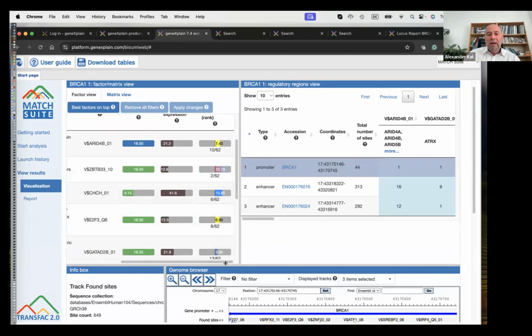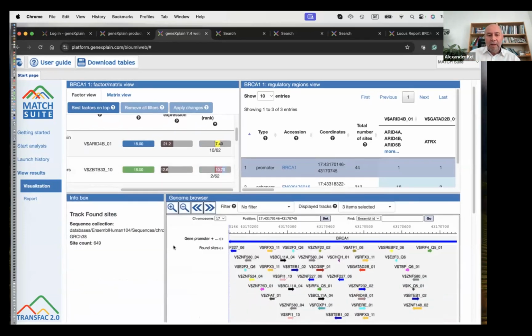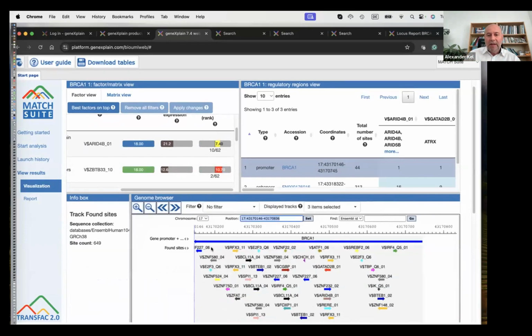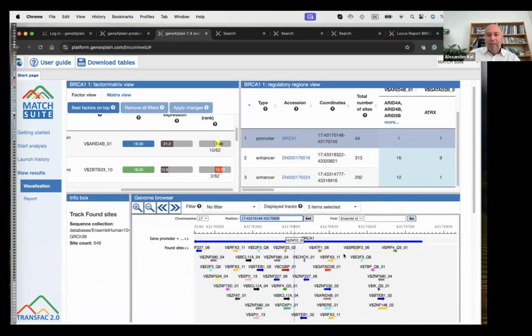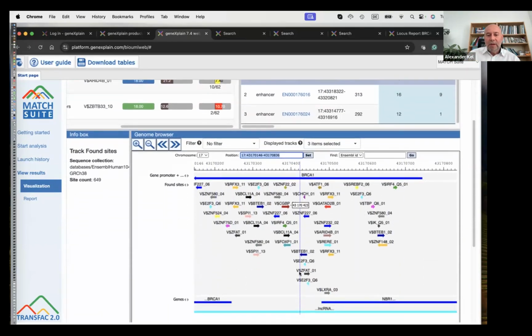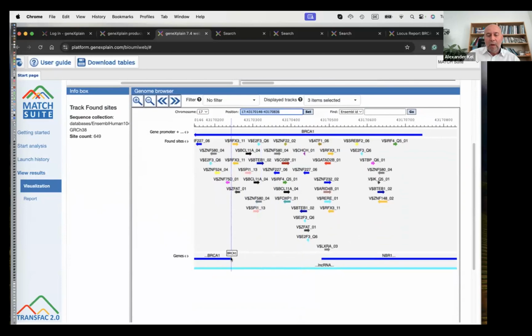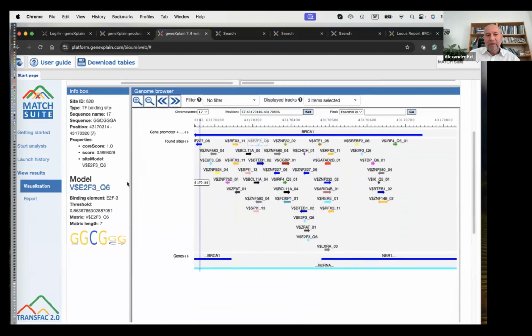You can see here also a detailed map of those sites. So if you see here the promoter, this is the promoter of the BRCA1 gene, and this is the start of the BRCA1 gene, so the first exon. And each arrow here is a predicted binding site for those factors.